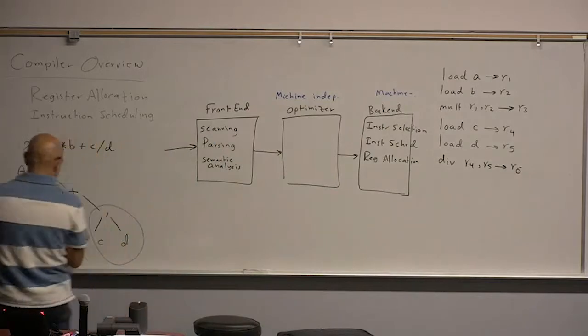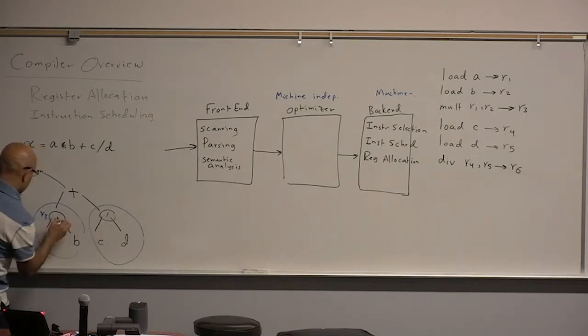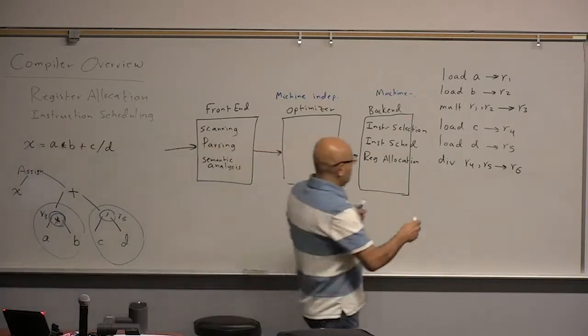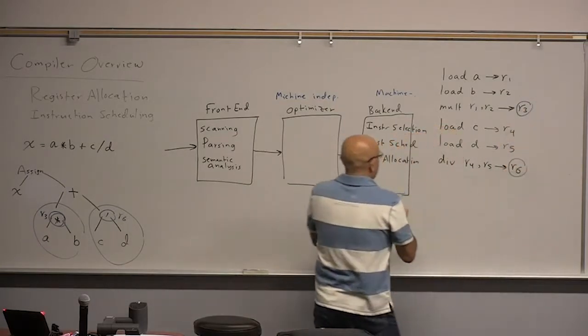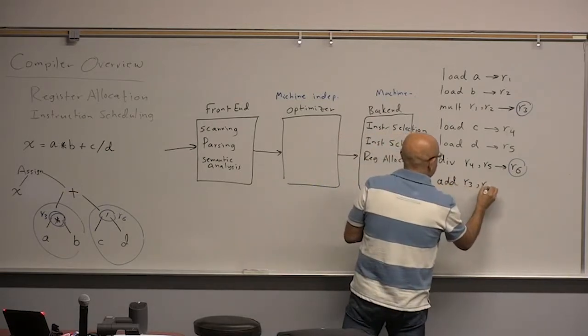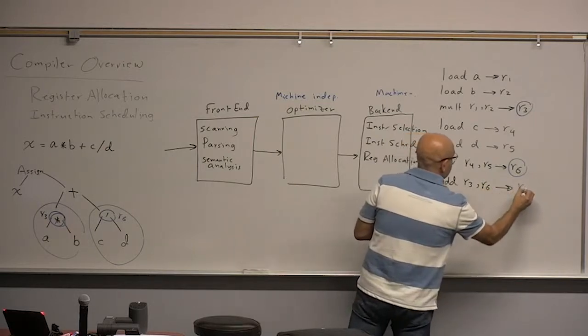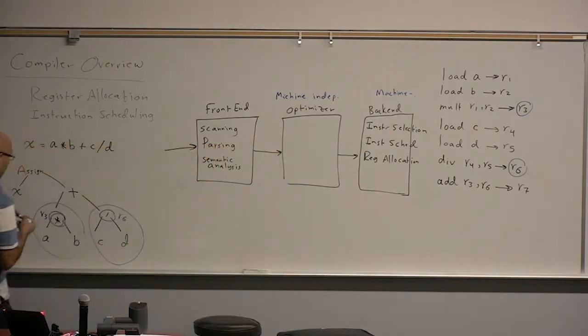Then we have traversed this and traversed this, and now we are here. So we need to do the add. This result here is in register R3, and this is in R6, right? So dividing R4 and R5, we have this result in R3 and this result in R6, and then we need to add R3 and R6 and put the result in some other register like R7. And now the result is here in R7.